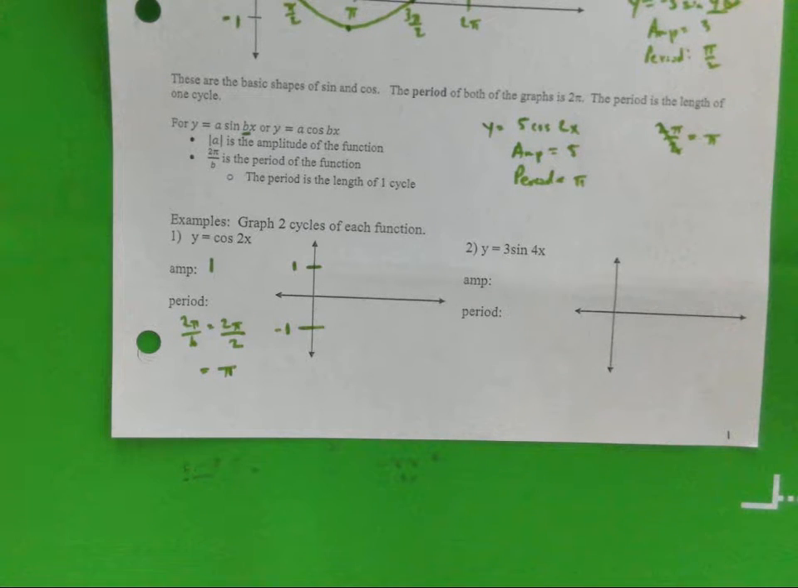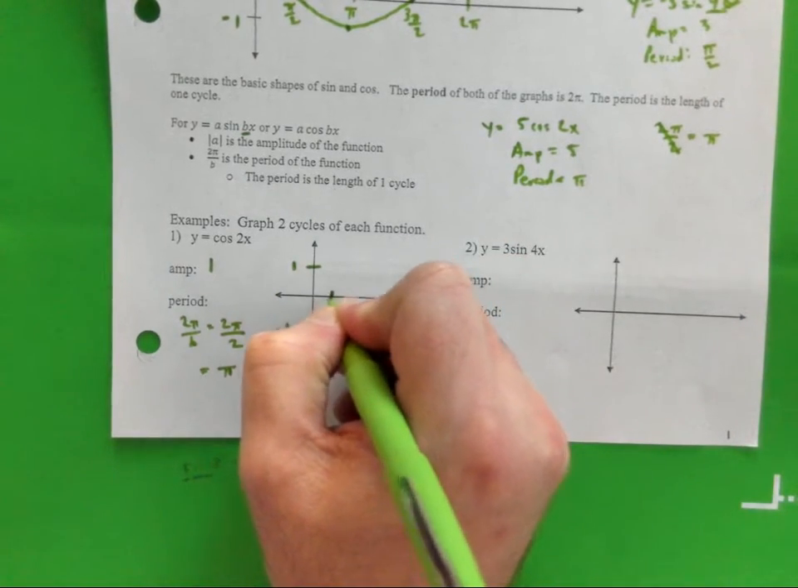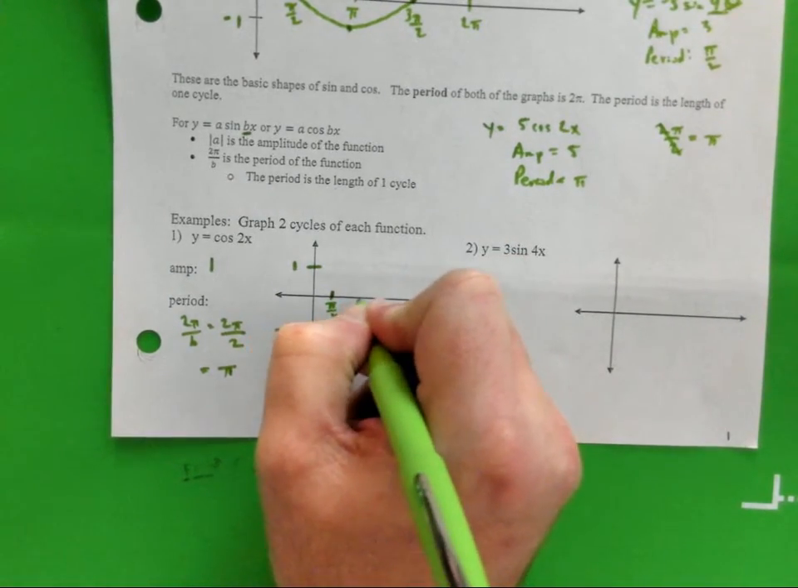Okay, you take your period. This is what you do every time. Take your period and divide it by 4. So if I took 1 pi and divide by 4, what is that? Pi over 4. You start your x with pi over 4. Every time you take your period and divide by 4. So, this will be pi over 4.